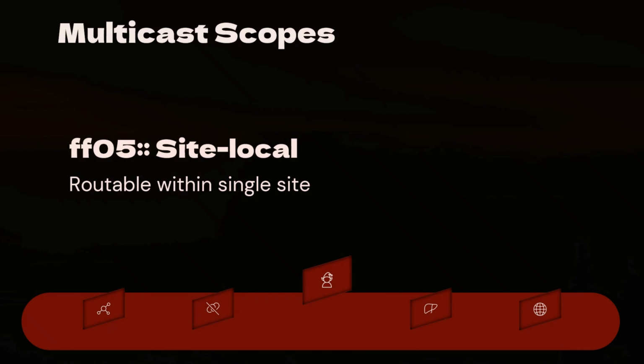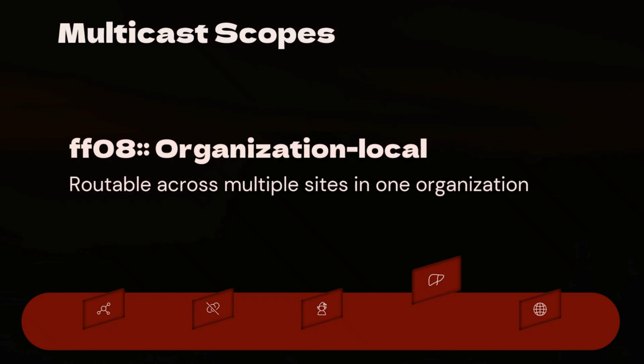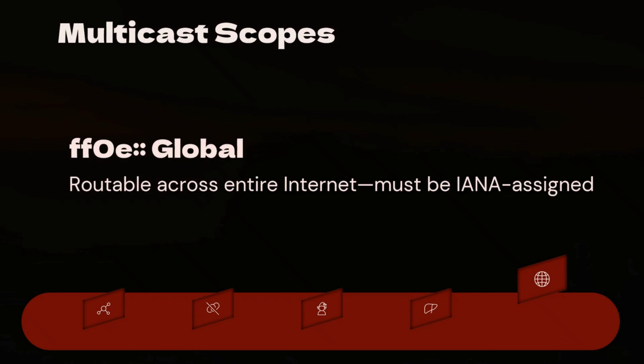FF05::, site local, routable within a single site. FF08::, which is organizational local, routable across multiple sites within one organization. FF0E::, which is global, routable across the entire internet, but must be assigned by IANA. So in summary, IPv6 replaces broadcast with multicast. Anycast ensures packets reach the nearest server, and scope defines just how far an address can travel.